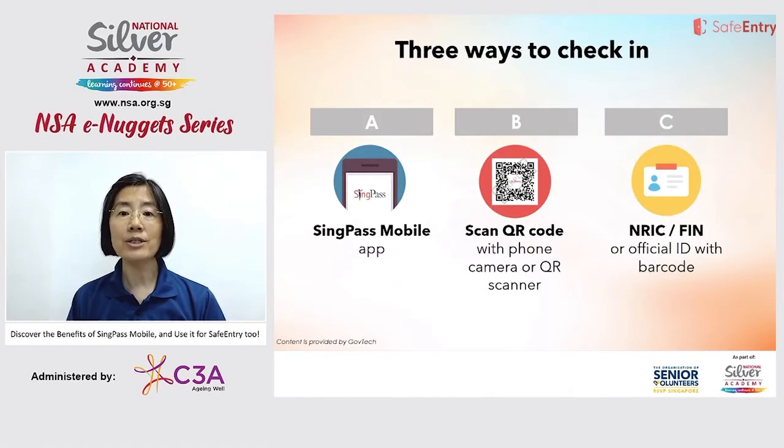There are 3 ways to perform this check-in. The first way is to use the SingPass Mobile app. The second way is to scan a QR code. Now you scan the QR code using the apps on your phone, which we'll go into in more detail later. And the third way is to use a physical ID card. This can be your NRIC or other official ID card with barcode.